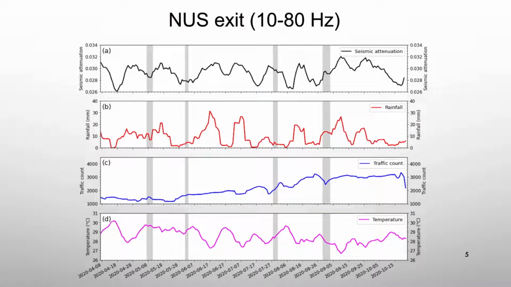We process about 7 months long seismic ambient noise data for all 3 sites. This figure shows the results for the NUS exit site. The extracted seismic attenuation and rainfall have similar variations, while it has opposite variations with the temperature. However, it is hard to observe the correlation between the seismic attenuation and the traffic count.